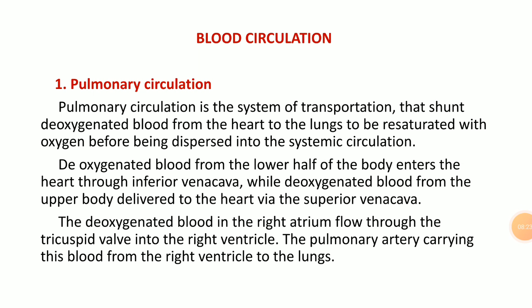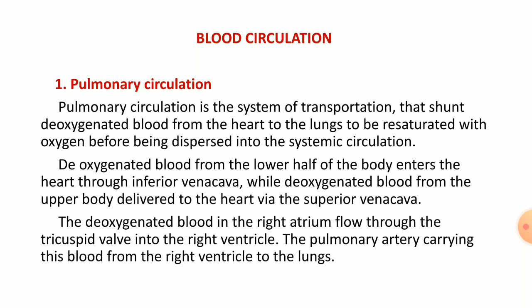Then blood circulation. The first one is pulmonary circulation. There are two distinct but linked circuits in human circulation called pulmonary and systemic circulation. The pulmonary circulation moves blood between the heart and the lungs.